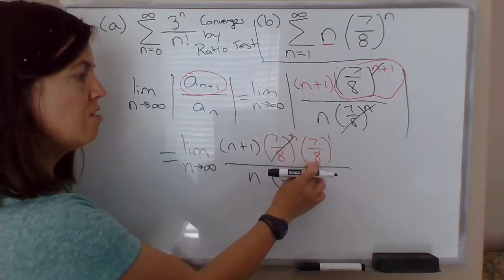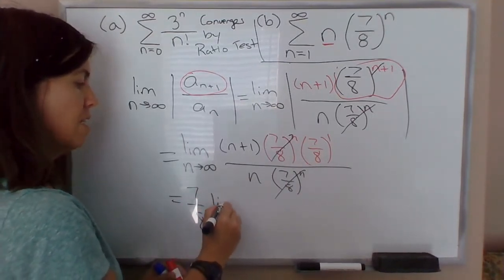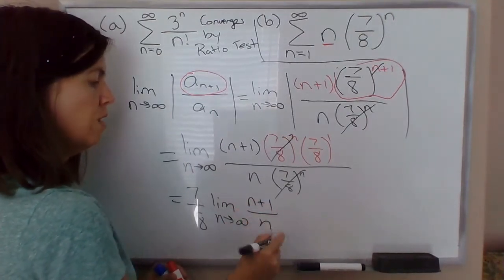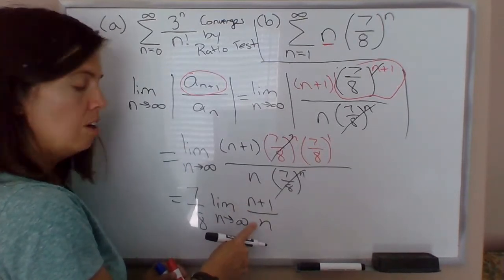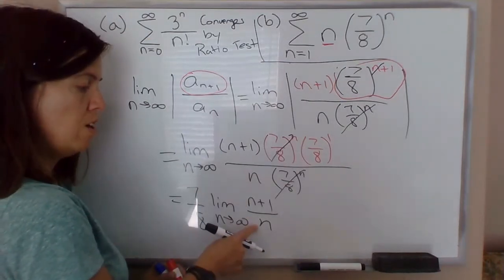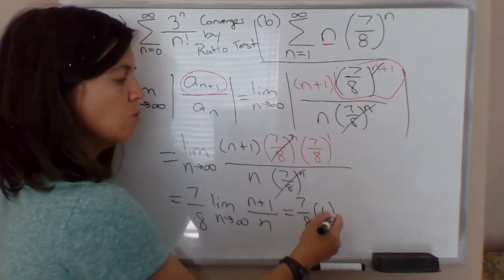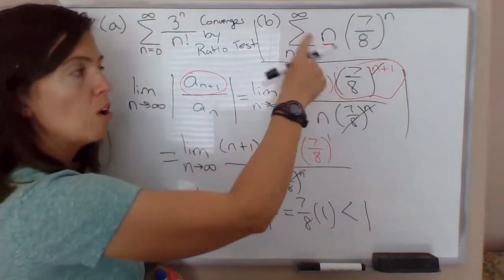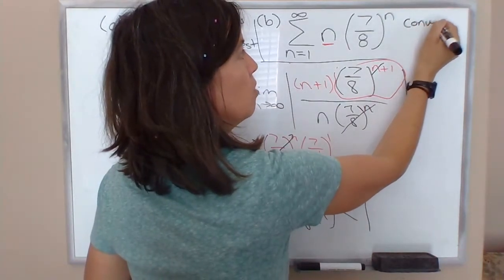But okay, 7/8 to the first is now just a constant term, so I can bring that out in front of the limit. And then I'm looking at the limit as n approaches infinity of n plus 1 over n. This is a rational expression, with the same degree in the numerator and denominator. So the limit at infinity is equal to the ratio of the leading coefficients, which in this case is 1 over 1. So this limit is 1. So 7/8 times 1. So the limit is 7/8, which again is less than 1. So this series also converges by the ratio test.